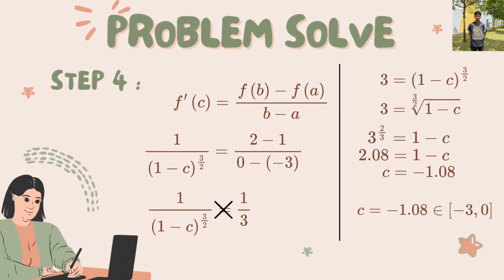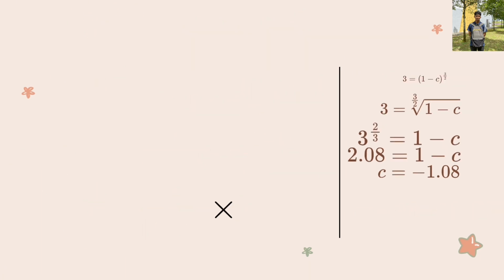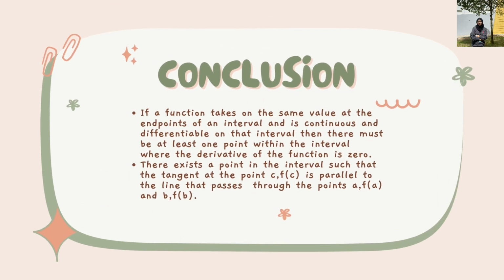Okay guys, now the last step before we get the answer for this question is we must find the f'(c) equals (f(b) − f(a)) over (b − a). Okay, guys can use your calculator. Okay, and 2.08 equals 1 − c. Okay, now the simple, very simple algebra, and the c we got −1.08.